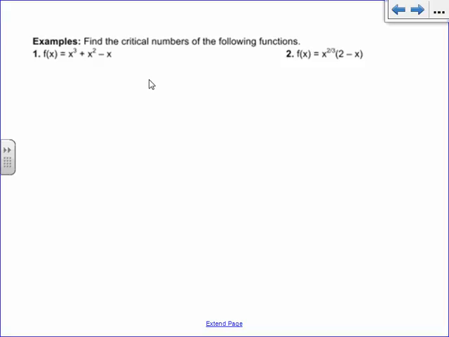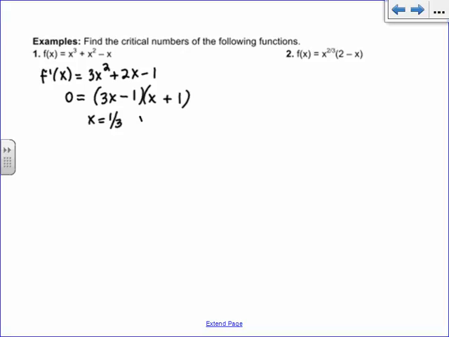All right, so find the critical numbers of the following function. So this is not asking you to find the max and mins, it's just saying find the x values where there's something interesting happening, okay? So find the critical numbers. So we're going to find f prime. So I have 3x squared plus 2x minus 1. And it's never undefined, but it does equal 0. So I end up getting x equals 1/3, and I get x equals -1. So those are what we call critical numbers.